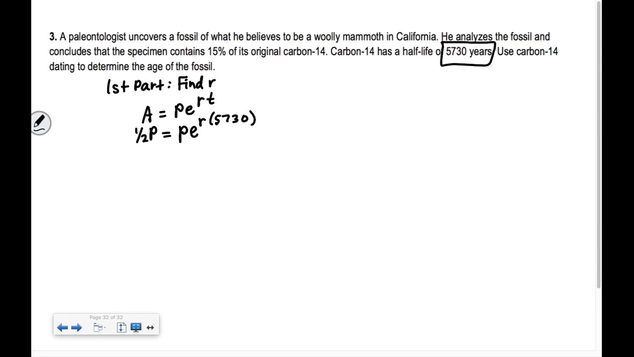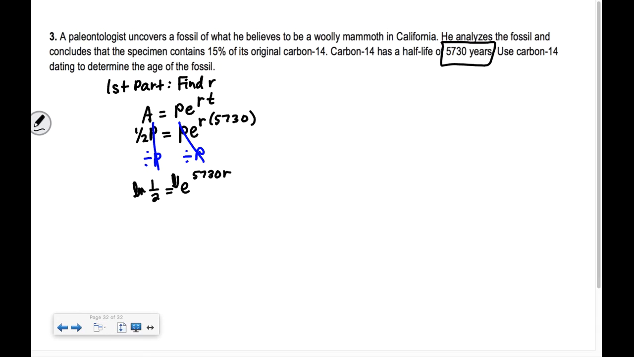It seems like we have too many variables because we have r and we have P, and then e looks like a variable, but it's not. It's a number. So it looks like we have too much, but notice when we divide by P on both sides, those P's go away. Kind of like that last example we just did when we doubled the investment, tripled the investment. The amount ended up not mattering. We just got 2 or 3 or whatever. So I'm going to have 1/2 equals e to the 5730r.